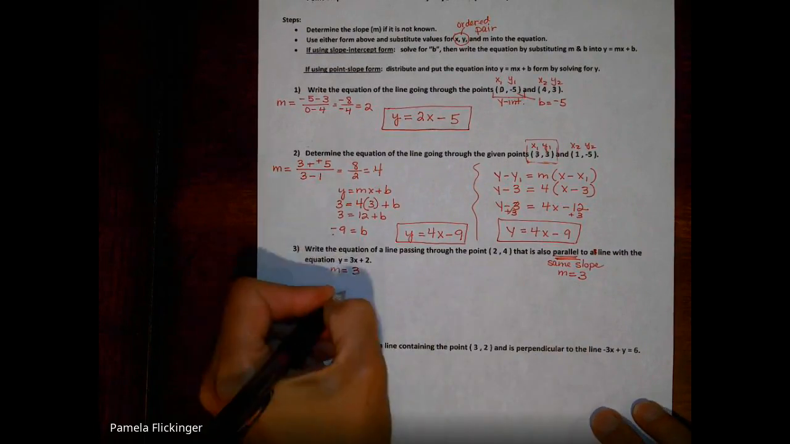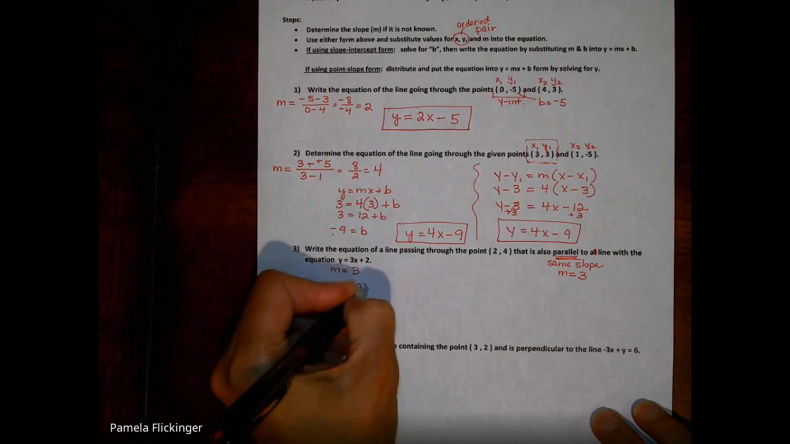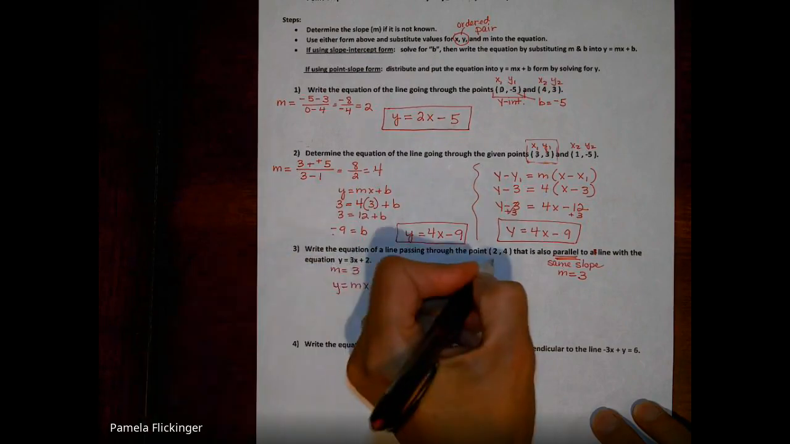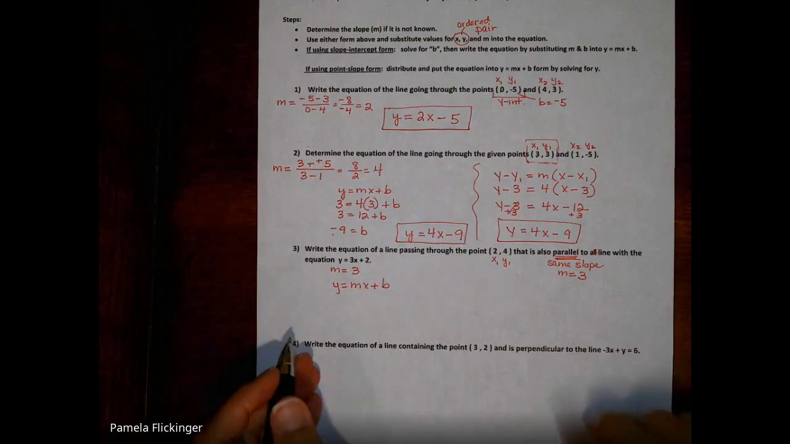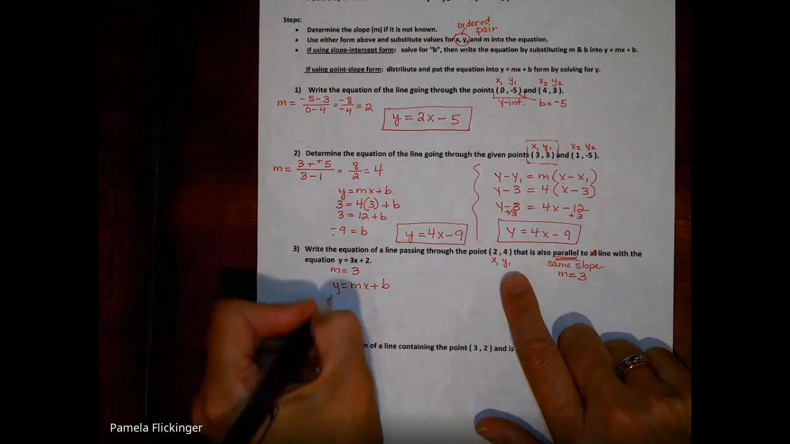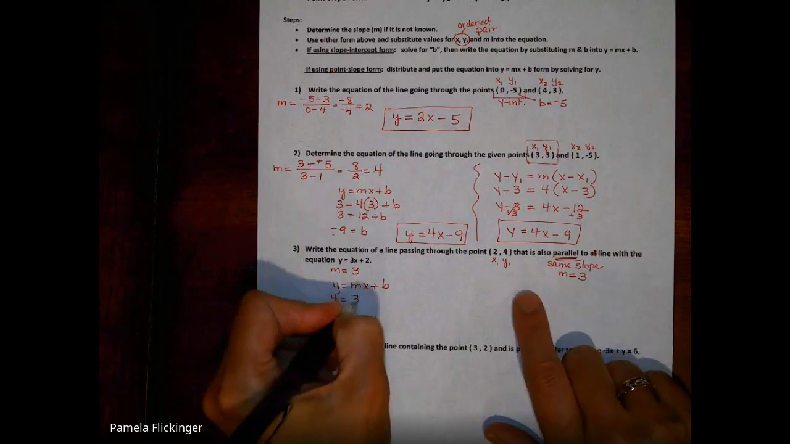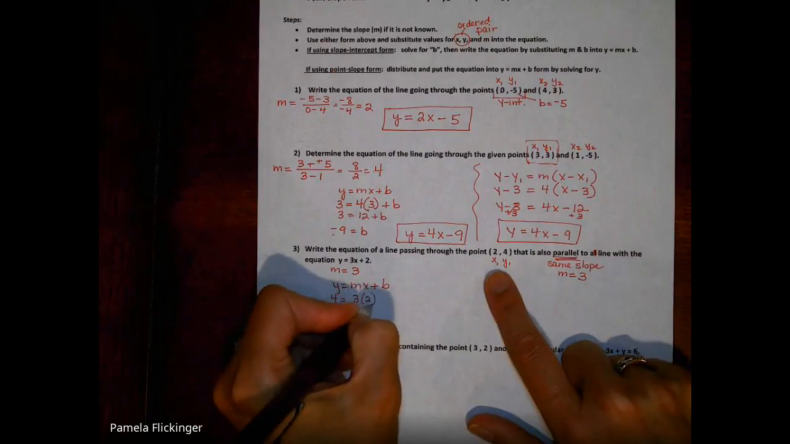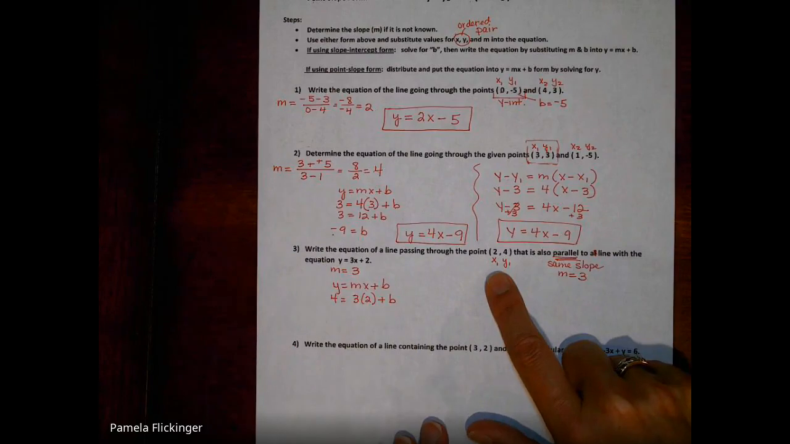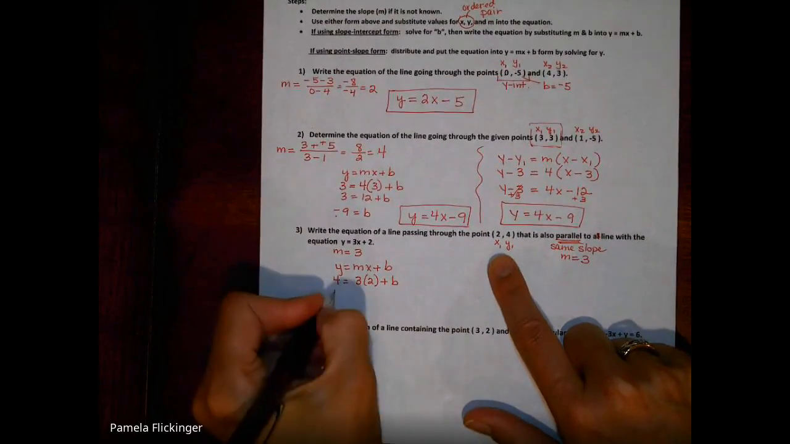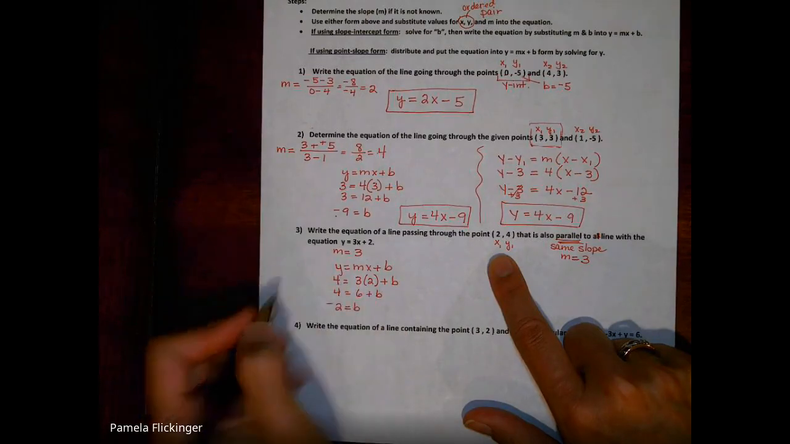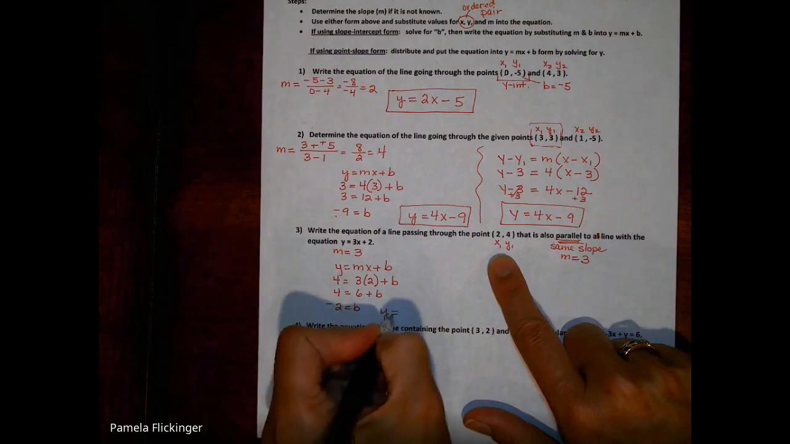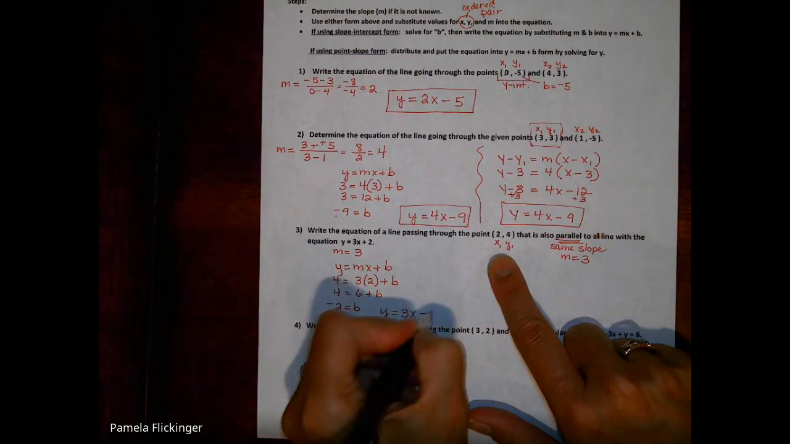All right, let's do y equals mx plus b first. Here's my x and my y. So we're going to put 4 in for y, 3 in for m, 2 in for x, and we're going to solve for b. So I've got 4 equals 6 plus b, and when I subtract the 6 over, we're going to have negative 2 equals b. So my equation is y equals 3x minus 2.